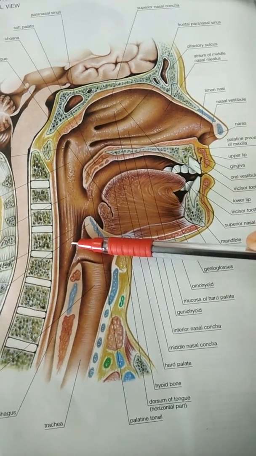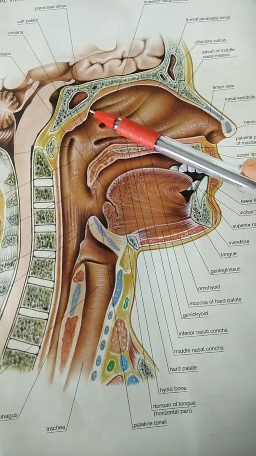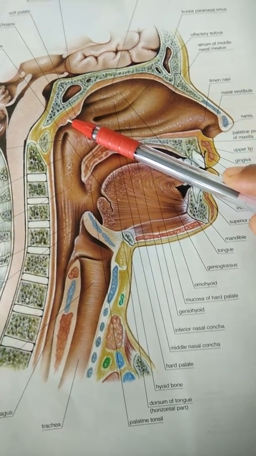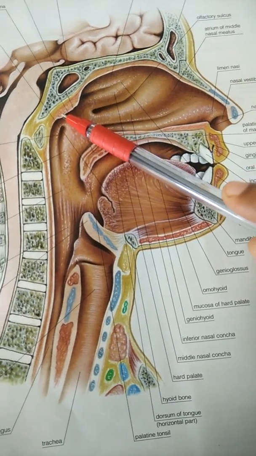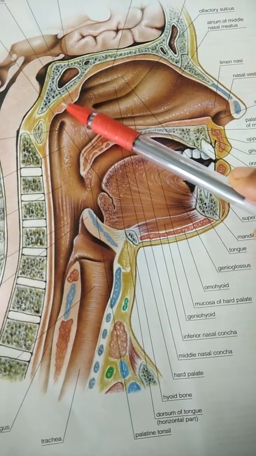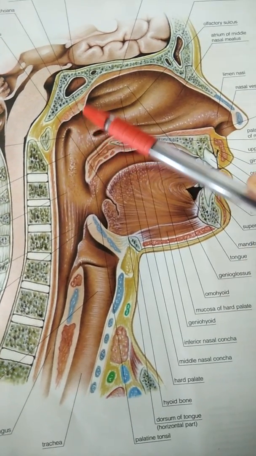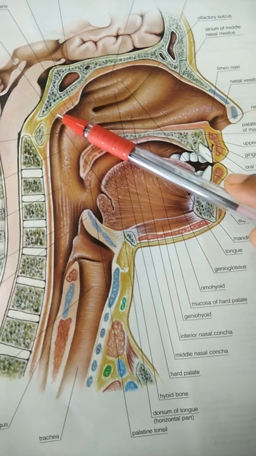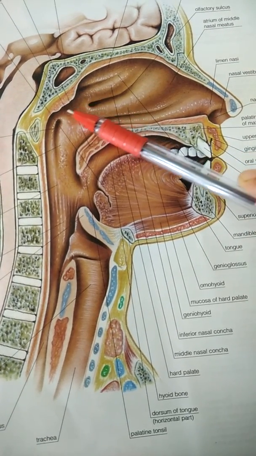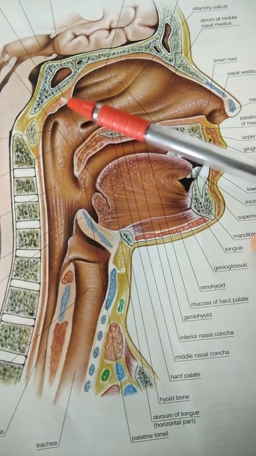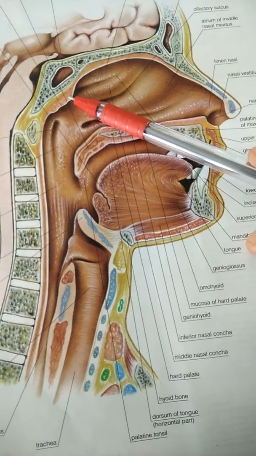Then coming to the features of the nasopharynx, at the roof of the pharynx we can see an aggregation or group of lymphoid tissues. They are known as the pharyngeal tonsil. In children, inflammation of the pharyngeal tonsil is commonly seen, and it is known as adenoid. So inflammation of the pharyngeal tonsil is known as adenoid.